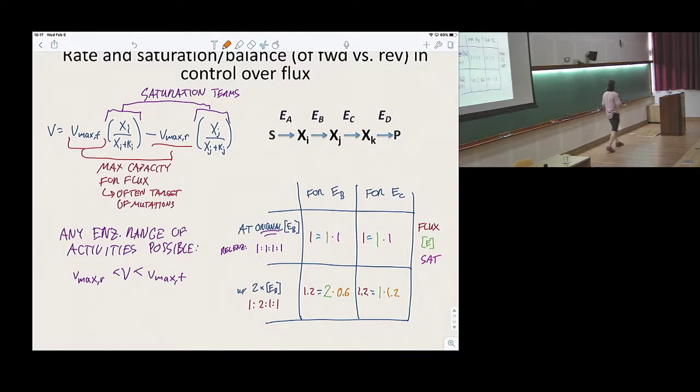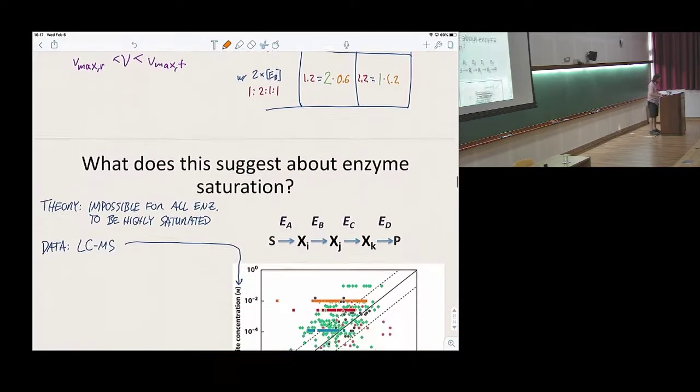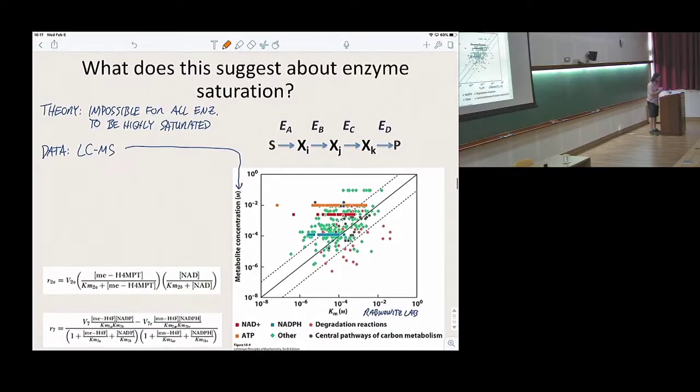And so this is why metabolic systems are inherently quite robust to change. The control over flux is well distributed over lots of enzymes, many of which have relatively little play. So what does this suggest about enzyme saturation, right? So in theory, from what we just said, none of these enzymes are fully saturated. If an enzyme was fully saturated, you could do nothing to change its flux. It would be completely unchangeable, right?